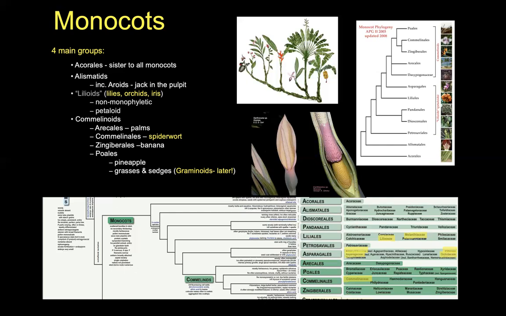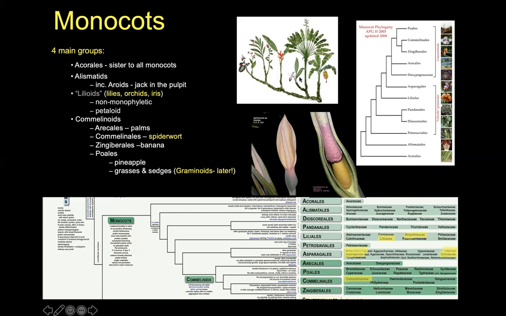Other really important groups within the commelinids that we're not really covering because they're not in Colorado would be the Arecales, or the palm family. So super important globally, ecologically. We will see it at the Denver Botanical Gardens, as well as the Zingiberales, or the banana and ginger order.